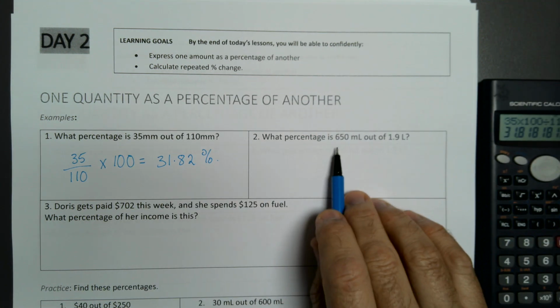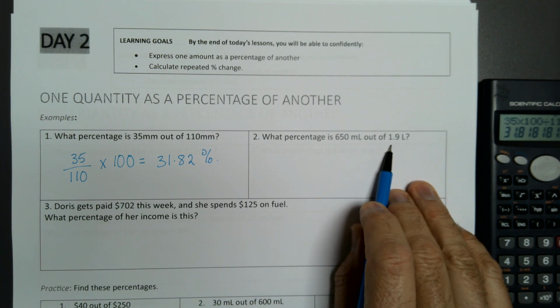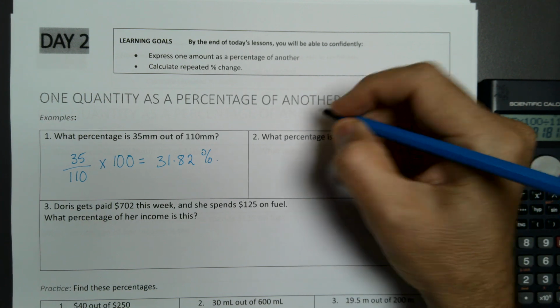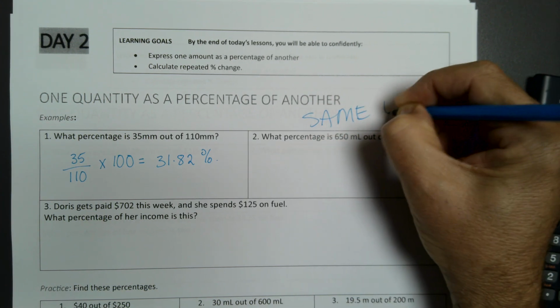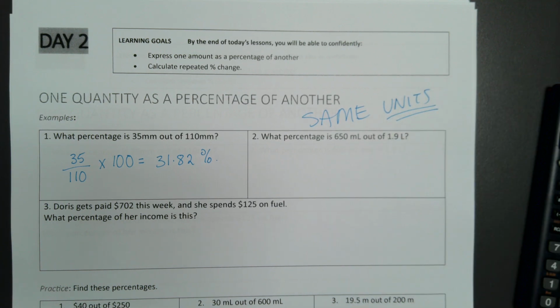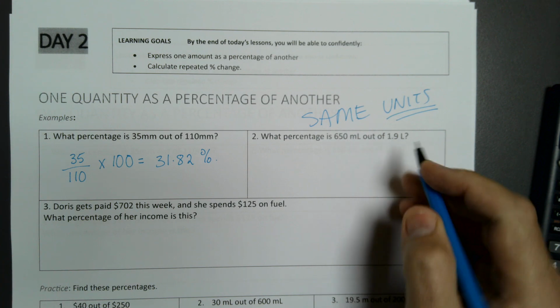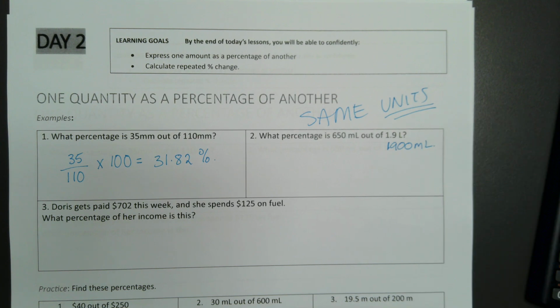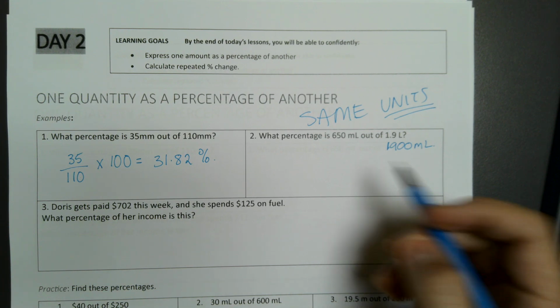All right, what percentage is 650 mils out of 1.9 litres? Before you go and do this process, you have to have the same units. You're wrong if you have different units. So we can't go with milliliters and liters, they've got to be the same. So I'm going to call that 1900 mils. You could have gone both liters, it doesn't matter, as long as they are the same. You could even have converted both to imperial gallons and you'd get the same answer, but that's obviously a lot of stuffing around.